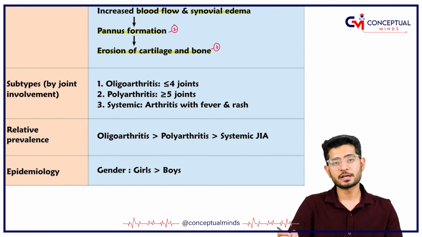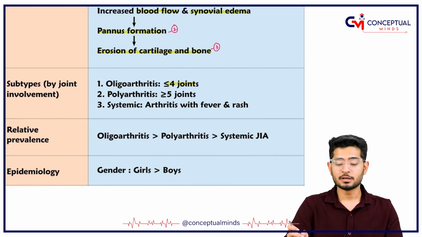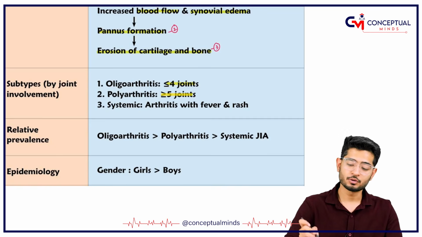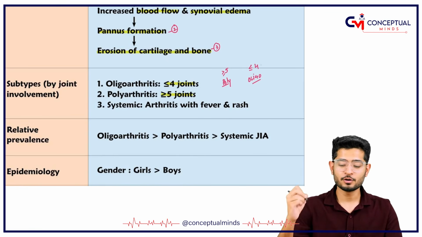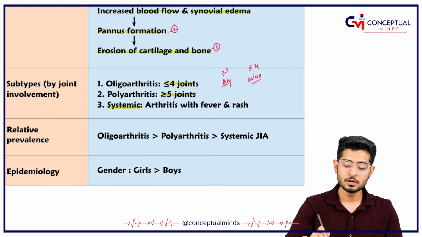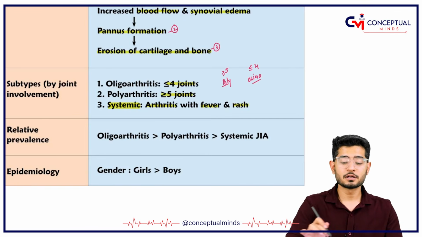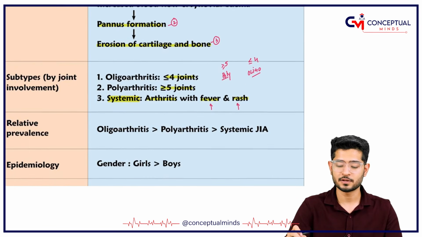We have seen that juvenile idiopathic arthritis is seen in oligoarthritis, where fewer than 4 joints are involved. In polyarthritis, more than 5 joints are involved. Oligo, 1, 2, 3, 4, fewer than 4 joints are involved. And sometimes juvenile idiopathic arthritis is a systemic condition also. That means it is going to have systemic manifestations like arthritis with fever and rash. So now it becomes a systemic disease. There will be fever, there will be rash, and of course arthritis.